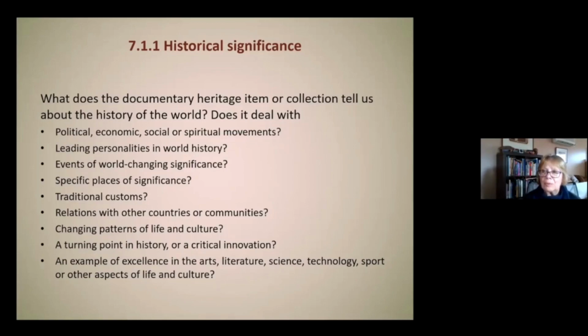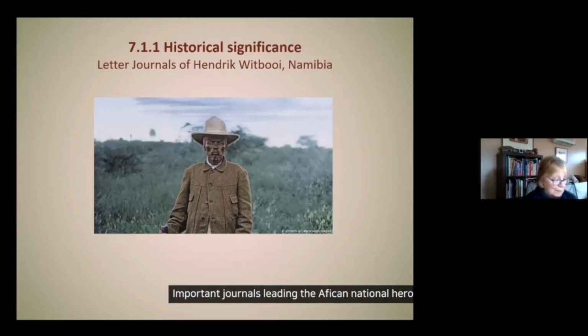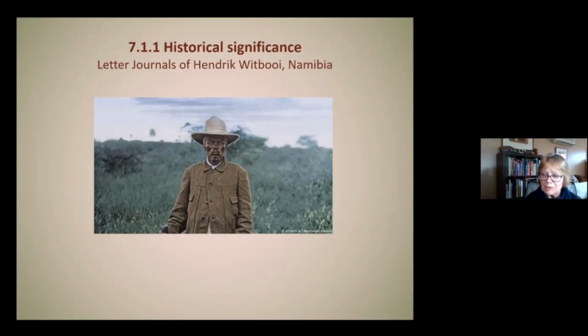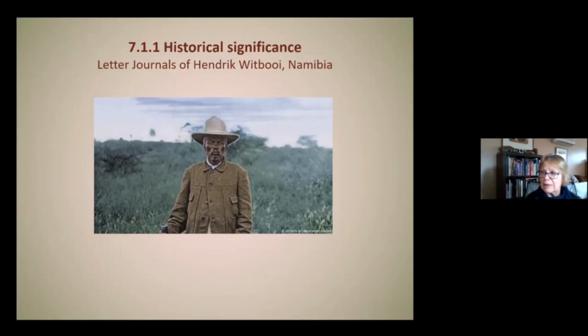I've got a few examples of what we call historical significance here today. Here's an example from Namibia in Africa of the letter journals of Hendrik Witbooi. These are really important journals, by a leading African national hero, Hendrik Witbooi, and he struggled against the German occupation of Namibia. And just in the last couple of weeks, we've been told that the Germans are now going to pay Namibia reparations of over €1 billion for what they did to Herero and Nama tribesmen and tribes people in Namibia in the late 19th century and early 20th century.